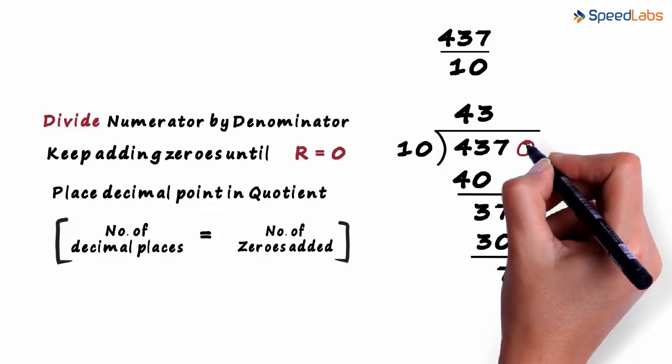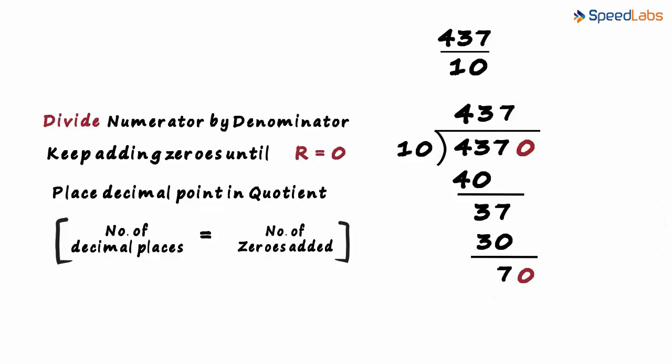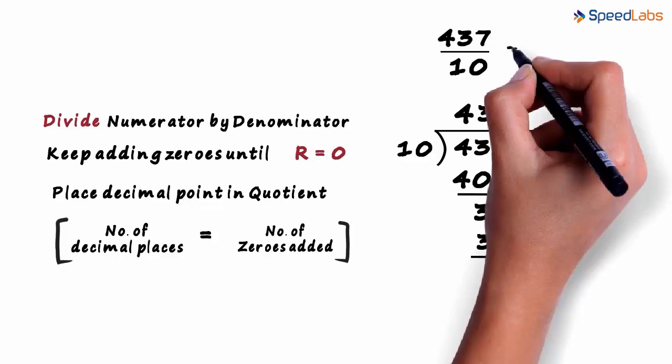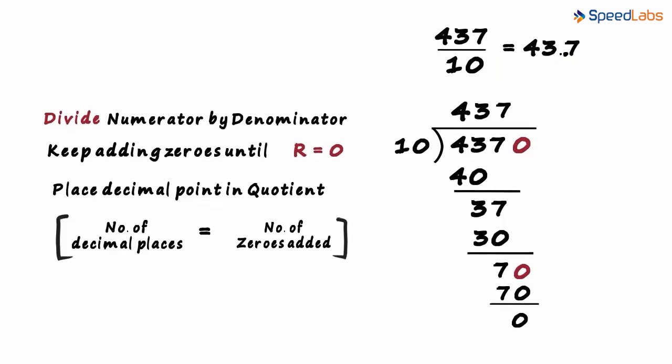So we add a 0 to the dividend and make this 70. 10 times 7 is 70. We finally get a 0. As we added just one 0, we have just one decimal place and get the answer as 43.7. 437 by 10 is 43.7. That was easy, but it took us some time.